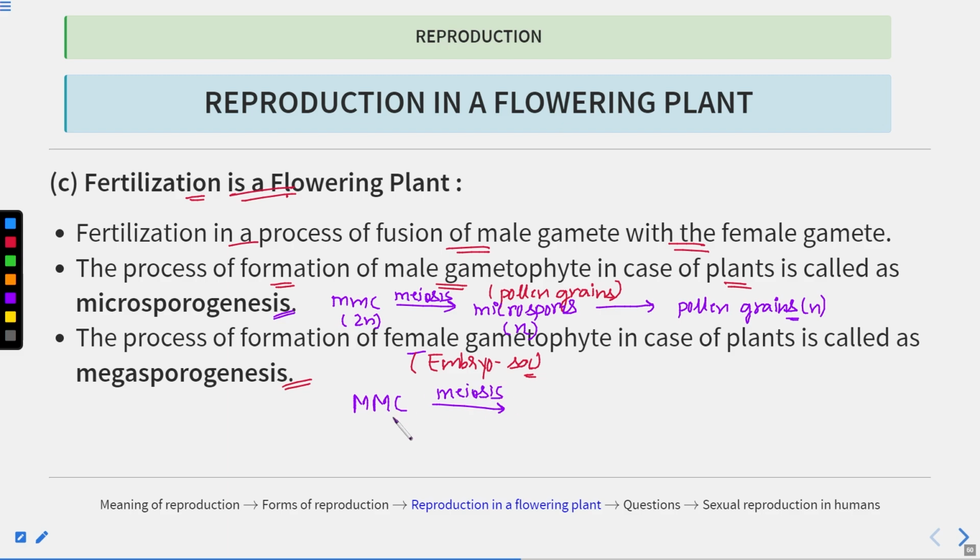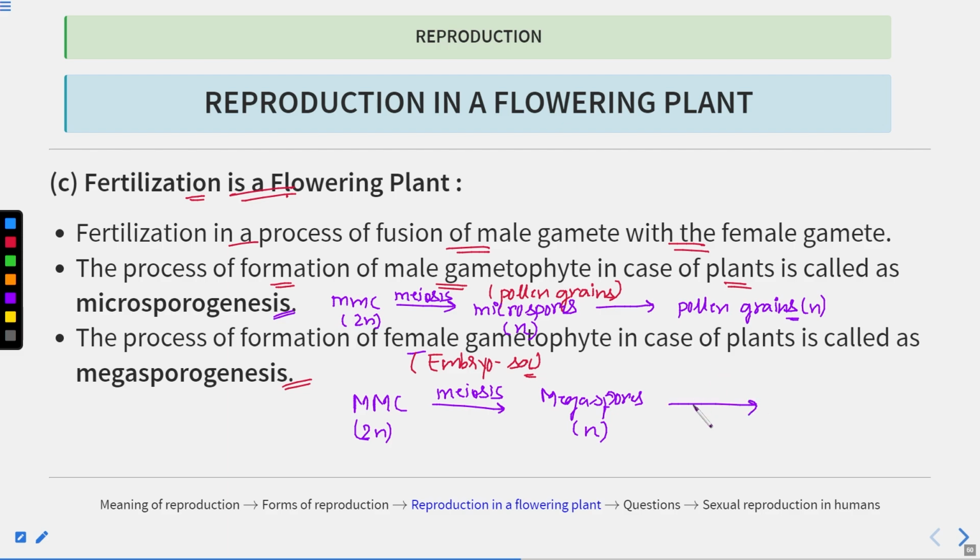Meiosis is known as reductional division. So this is a diploid. Then after meiosis, megaspores are produced. A tetrad of megaspores is produced, meaning 4 megaspores are produced. So this will obviously be haploid.